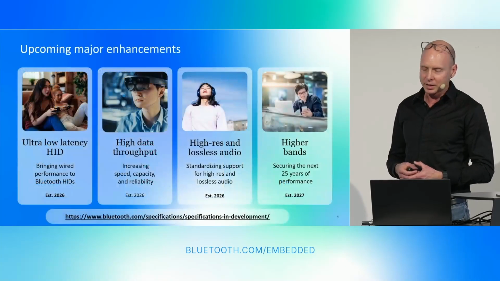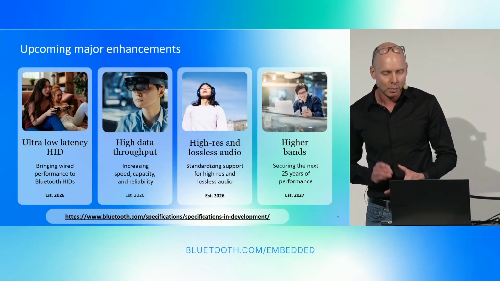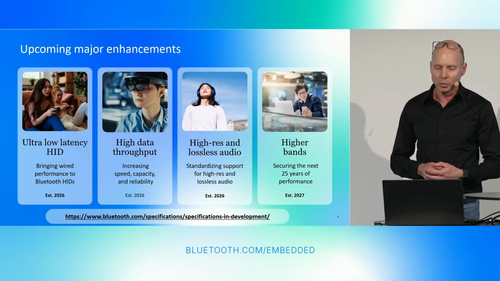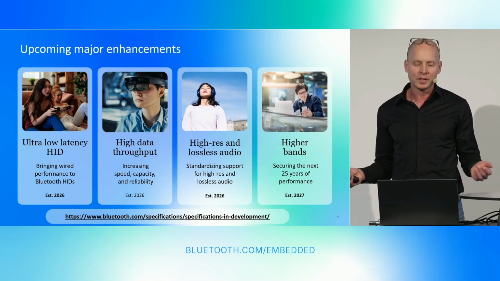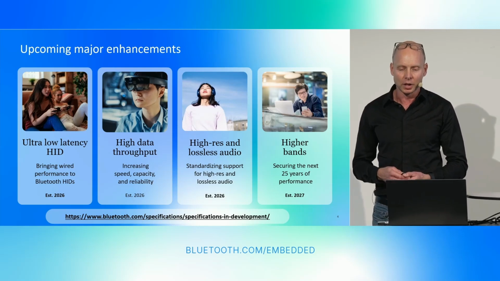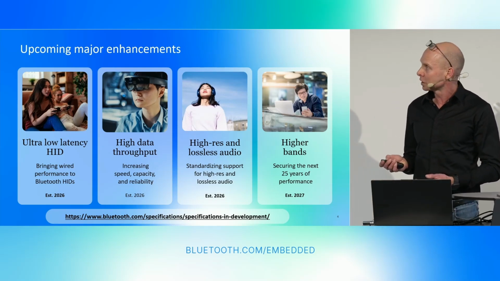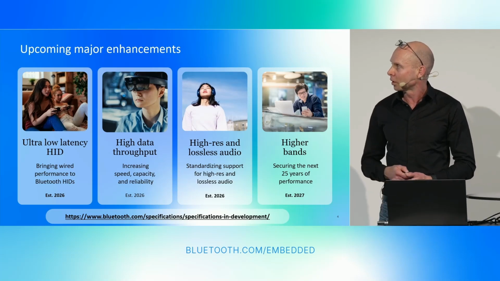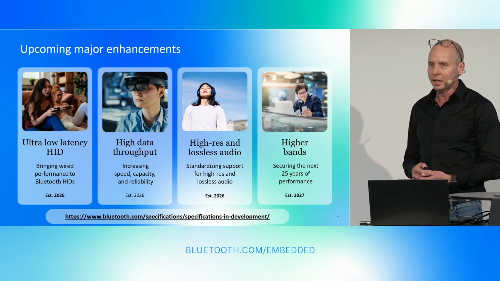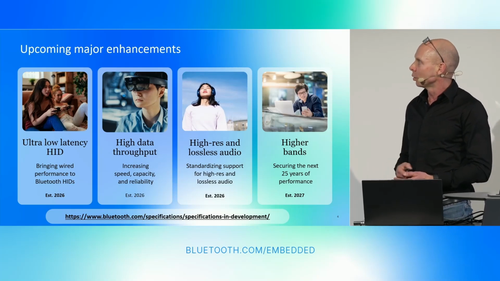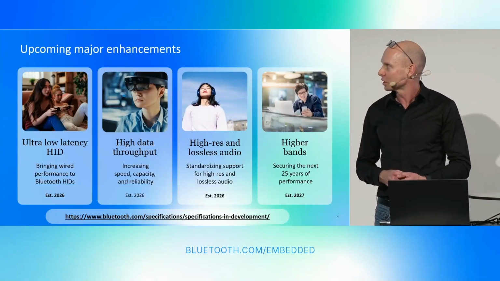So with that, let's now pivot to the big four of major upcoming enhancements. Before I start to speak on those, I should say that at the SIG, there are more than 50 active specification development projects in process at any given time. And so these are the big four, of course. You've already heard about ultra-low latency HID over the last hour. I'm going to get into high data throughput, a minute or two on these two on the right-hand side of the slide. High resolution and lossless audio.